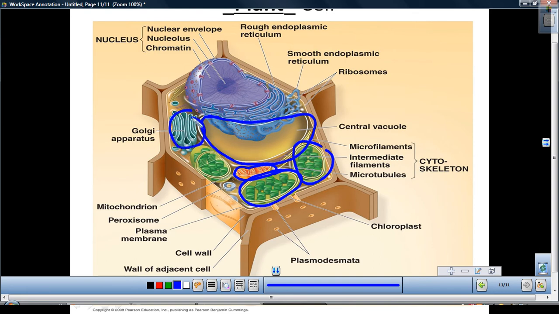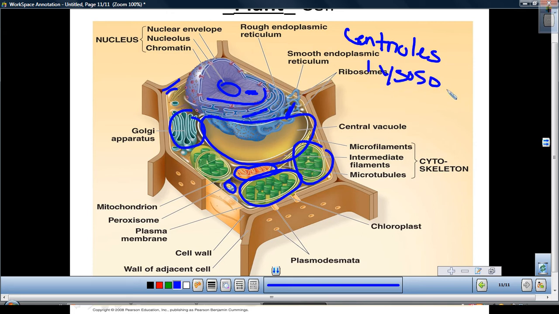We still see Golgi. We still see rough ER and smooth ER. Cell membrane right in there, cell wall on the outside, nucleus, nucleolus, chromatin, nuclear envelope. We still have the same things. Peroxisomes are available here. So we can compare and contrast the two. Notice you do not see centrioles. Centrioles are not present. And you do not see lysosomes. Those are the two that you don't see in this picture.